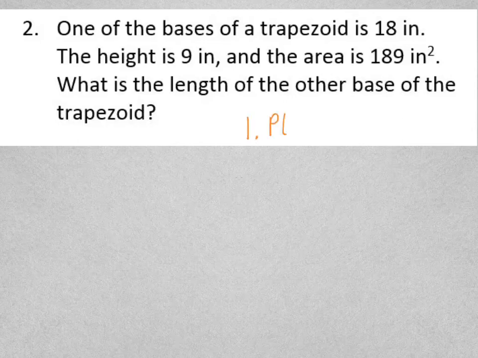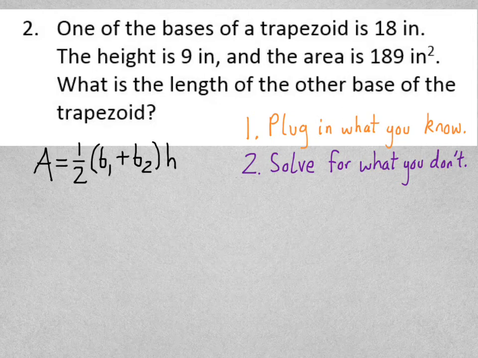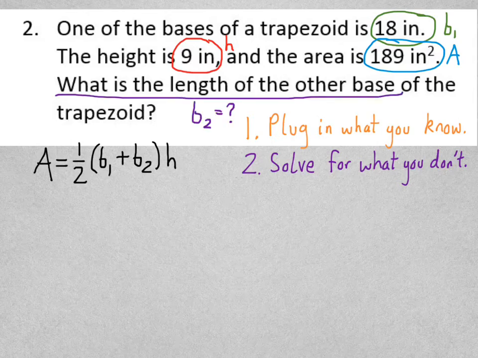Once again, we're going to plug in what we know and solve for what we don't. What are we going to plug into? We're working with a trapezoid, so I'll need the trapezoid area formula. The items we have to plug in: we know the 18 inches, that's one of the bases, so I'll call that B1. The height is 9, that's H, and the area is 189, that's A. Then we're asked to find the length of the other base, so I'll need to solve for B2.